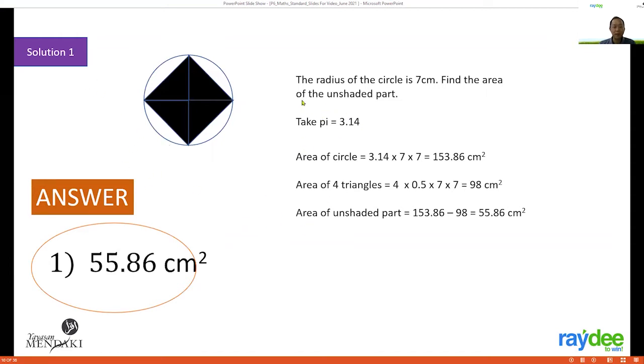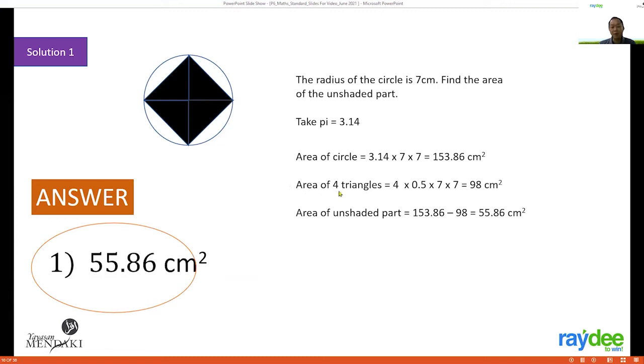You can see that over here, the radius of the circle is 7. So the radius is this part. We're supposed to find the area of the unshaded part. Now the unshaded part is actually 4 half leaves, right? Taking pi equals to 22/7, first we find the area of the circle. So the area of the circle is pi times r squared, which will give us 153.86. That's the area of the circle.